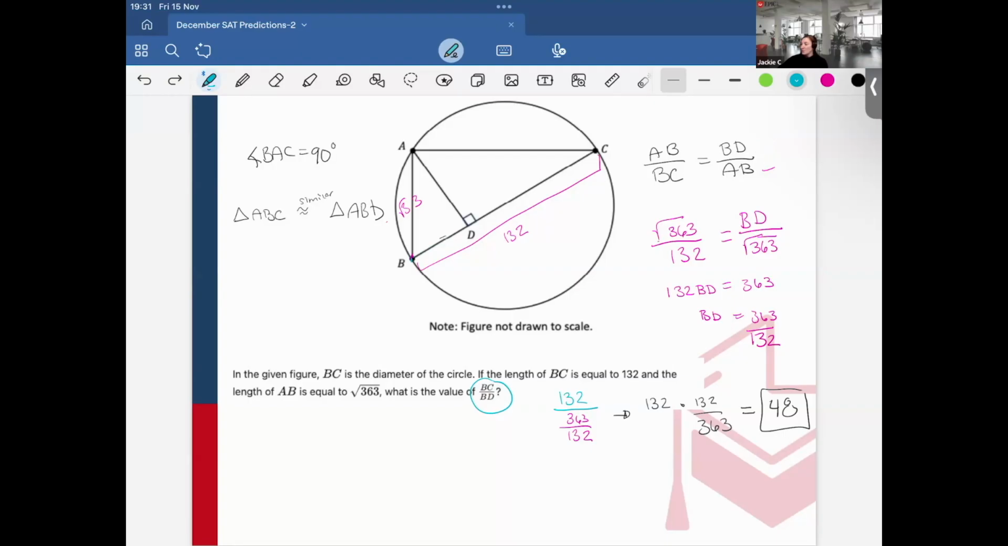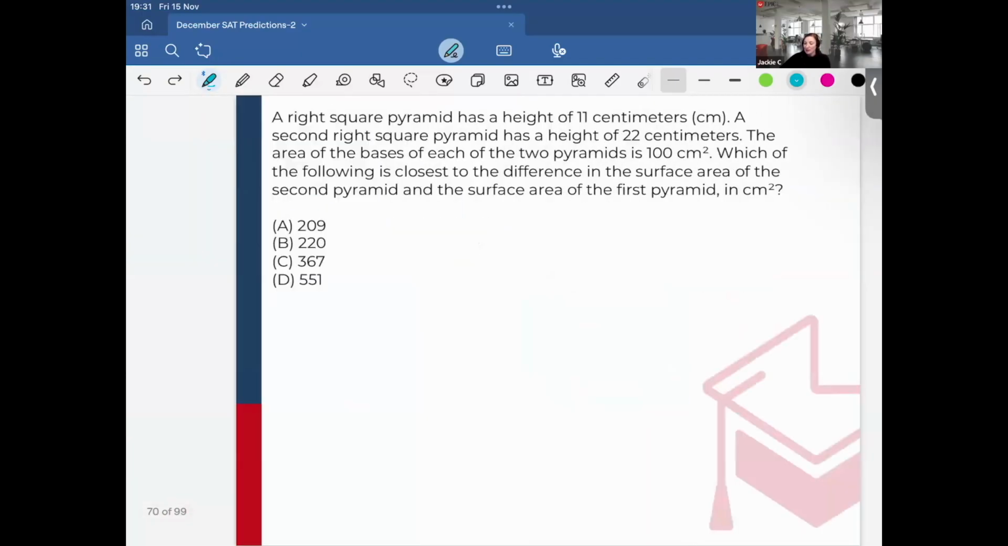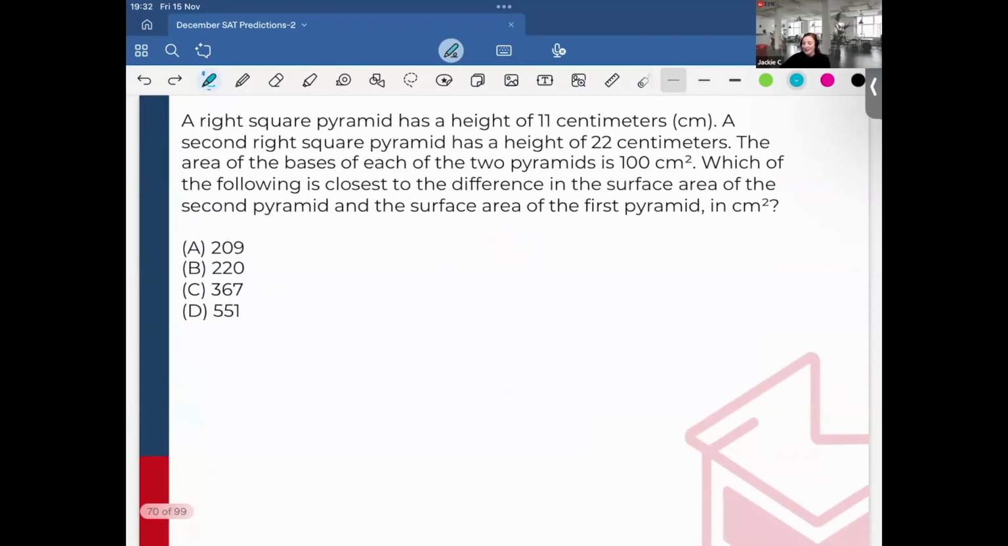So let's continue our journey. I've been doing this for the last couple of prediction videos, but it's fundamental and necessary to know three-dimensional figures. So let's take a look at this one. Classic right square pyramids. A right square pyramid has a height of 11 centimeters. A second right square pyramid has a height of 22 centimeters. The area of the bases of each of the two pyramids is 100 centimeters squared. Which of the following is closest to the difference in surface area of the second pyramid and the surface area of the first pyramid?